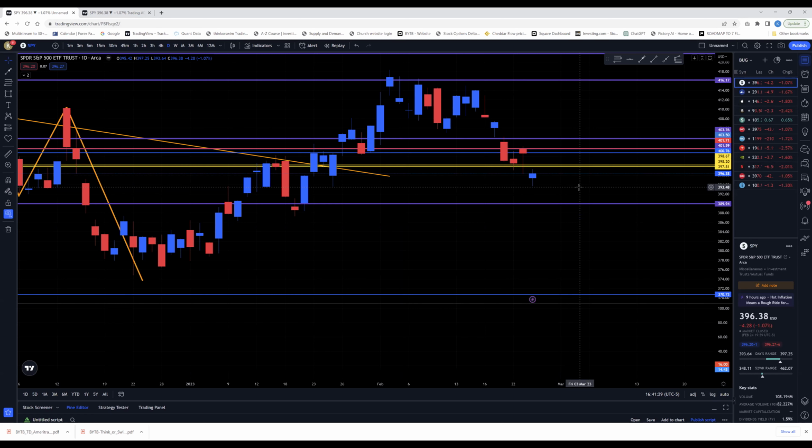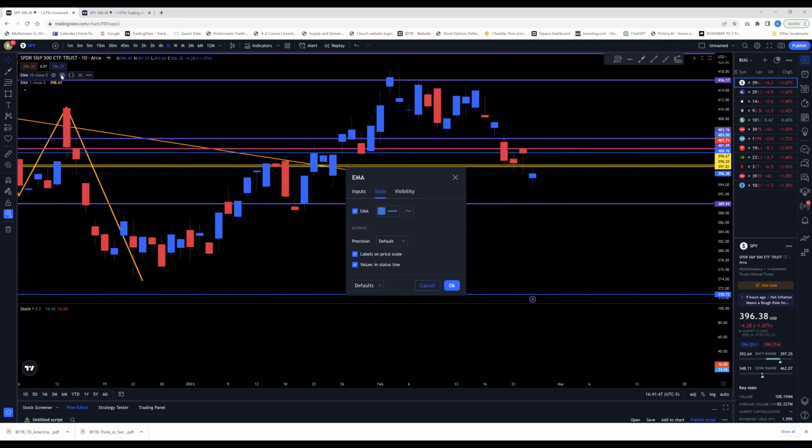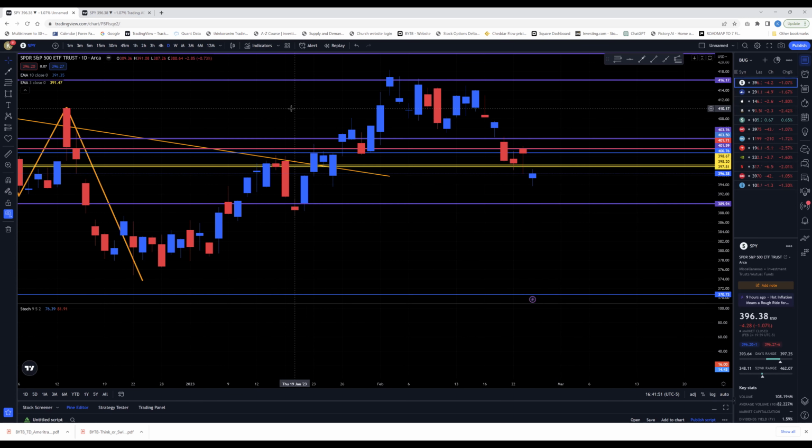Does that make sense? So what I typically do is I like the 9 and the 20 EMA. I'm looking at the 3 and the 10 here, but I like the 9 and the 20 EMA. If you go to indicators up here, you just select EMA, click it, and it'll put it up here.